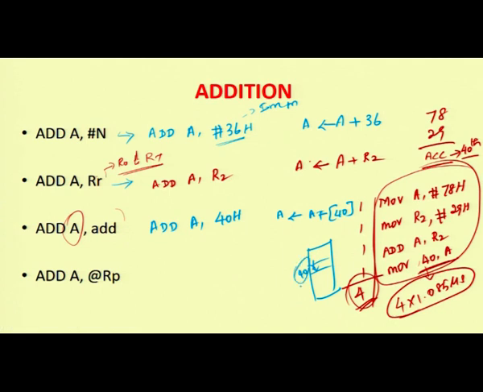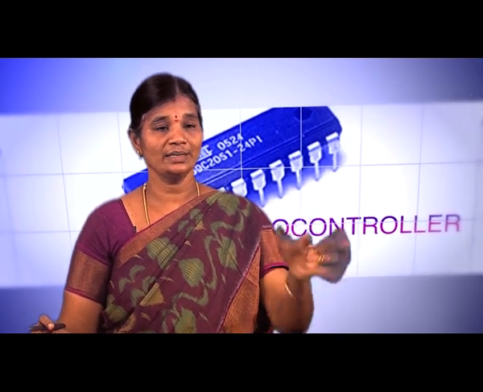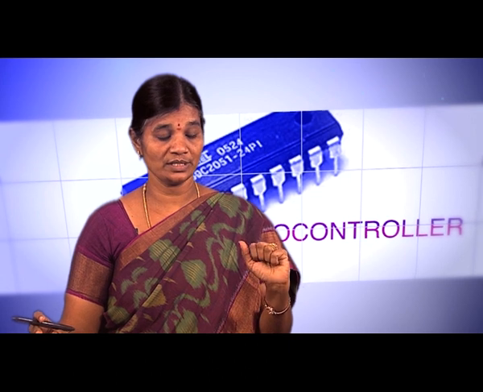Suppose the memory address is stored in any one of the registers, then you can use the last one, ADD A, @R0. Both will perform the same thing: the content of 40 is added with the accumulator. Suppose the given number is 20, then the 20 plus the accumulator will perform this operation. So, these are the basic operations in addition, either with immediate data, with a register, with the memory, or with indirect memory. Okay. So, this is a simple addition.